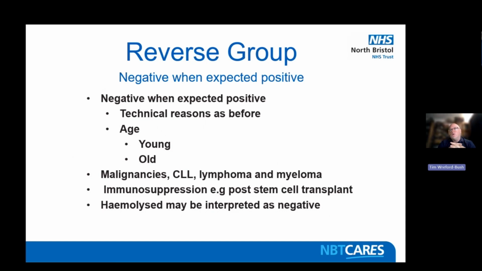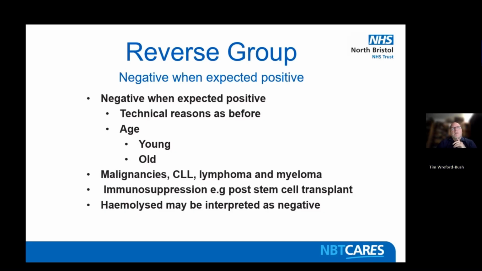So for instance, if you're O, you expect to be positive with the A cells and the B cells. If you're A, you expect to be positive with the B cells, and if you're B, you expect to be positive with the A cells, and if you're AB, you expect to be negative. So if you're expecting a positive reaction in one or either of the red cells, but it comes up negative, what do you do?